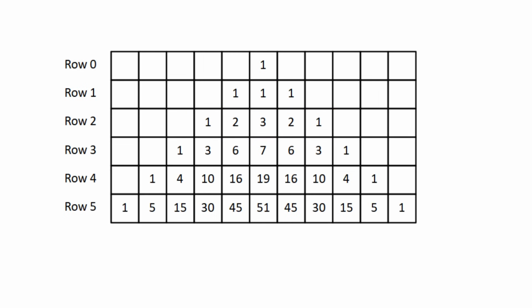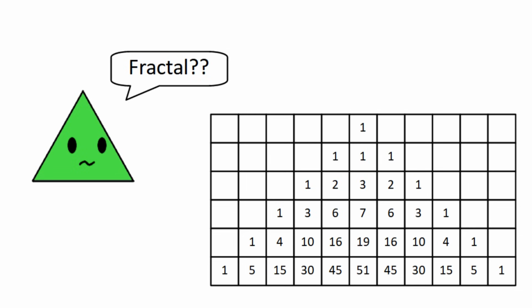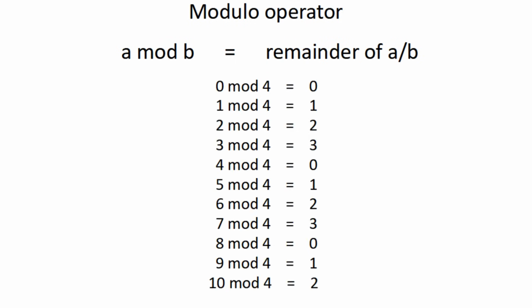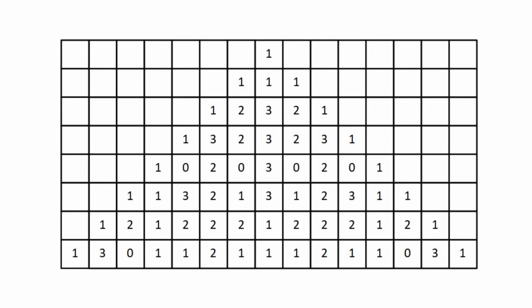So this is all well and good, but how is this a fractal? Well, to form the fractal, we need to change the rules a bit. Instead of just adding the 3 above, we're going to take that sum and put it through the modulo operator by 4. This is the same as dividing by 4 and taking the remainder. That remainder has a cyclical pattern of 0, 1, 2, 3, and then repeats. When we calculate a few rows this way, it looks like this.